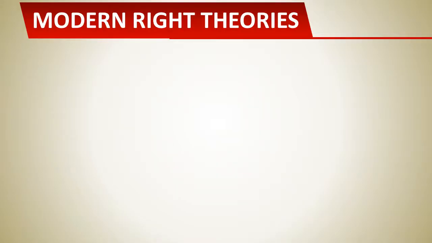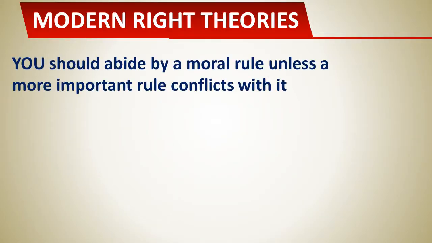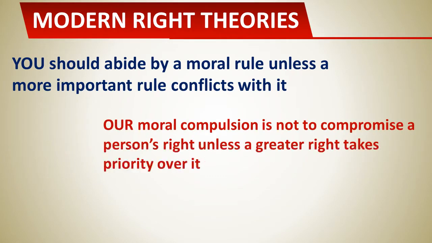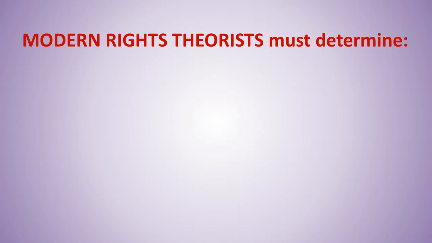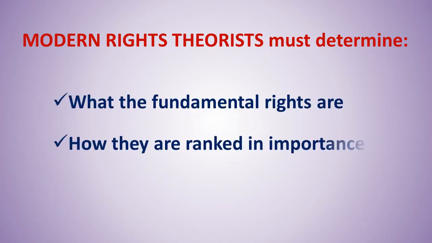Modern theorists believe that there may be circumstances when an action like lying or killing could be morally acceptable, for instance, self-defense. One particular theory believes that you should abide by a moral rule unless a more important rule conflicts with it. That is, our moral compulsion is not to compromise a person's right unless a greater right takes priority over it. Due to this moral relativism, modern rights theorists have a choice to make. They must determine what fundamental rights are and how they are ranked in importance. Most courts tend to use this approach.